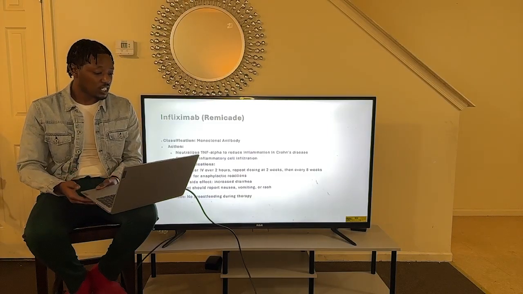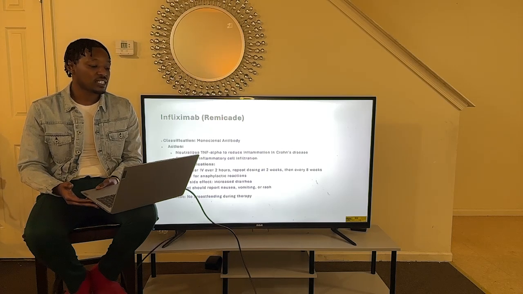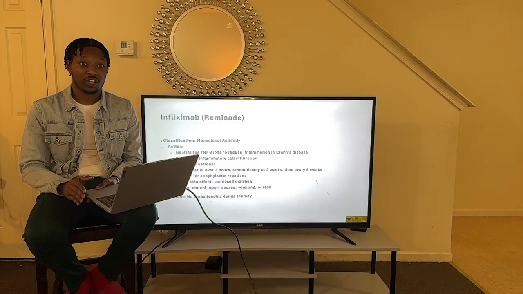Infliximab, okay, so the classification of this is a monoclonal antibody. It neutralizes and reduces the inflammation in Crohn's disease. It decreases the inflammatory cell infiltration. For nursing implications, you'd want to administer it IV over 2 hours, repeating dosing at 2 weeks and then every 8 weeks. You want to monitor for an anaphylactic reaction. Initial side effects include increased diarrhea, and patients should report nausea, vomiting, or rash. It is very important to not breastfeed during this therapy.